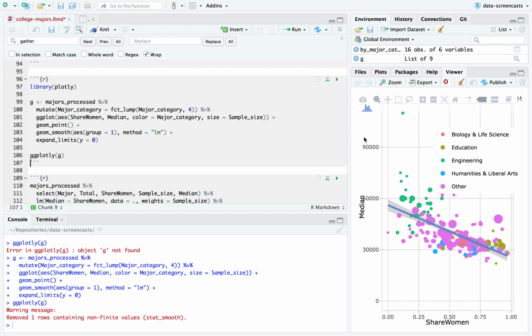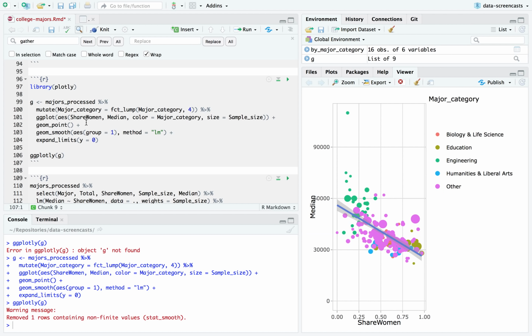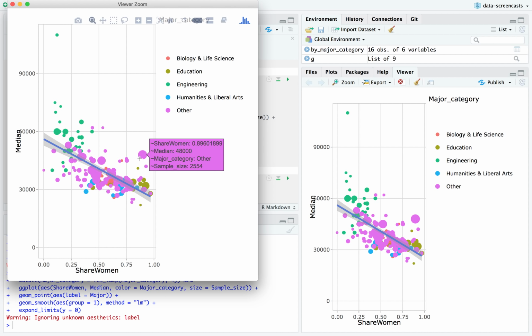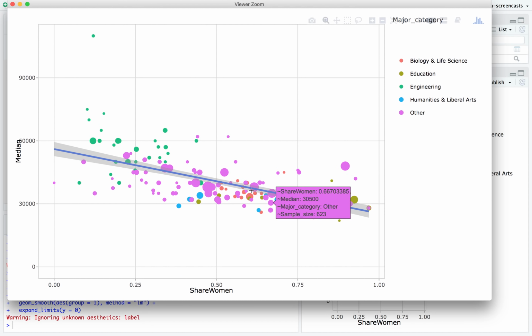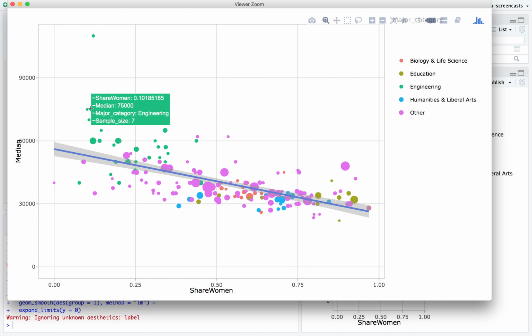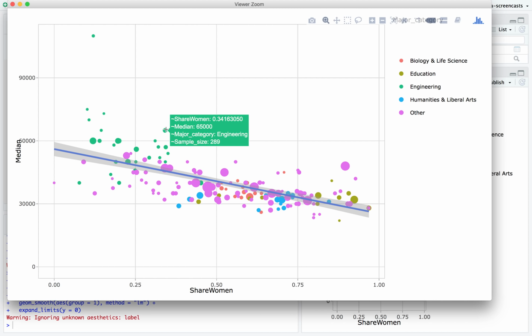I saved this object. Oh, and I add one thing to the points. I say text equals major. Label equals major. Did that not go through? No, it didn't. I really want to get the major on the tooltip. Because wouldn't that be great? We could say, which one is that? Oh, it's such and such. Which one is this? Oh, it's such and such. It's not coming through.